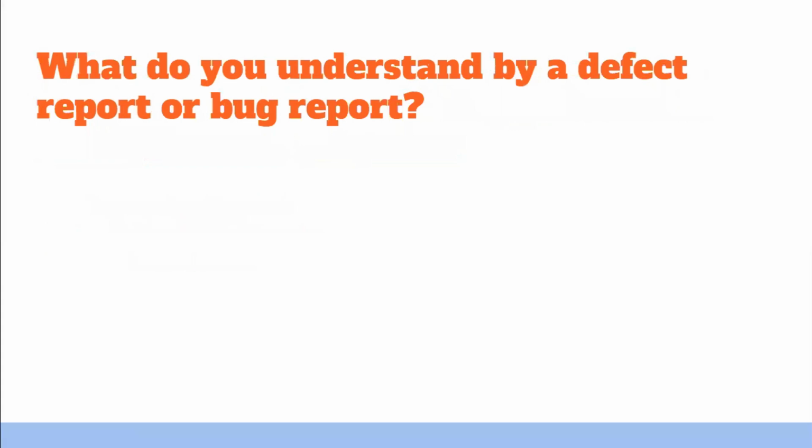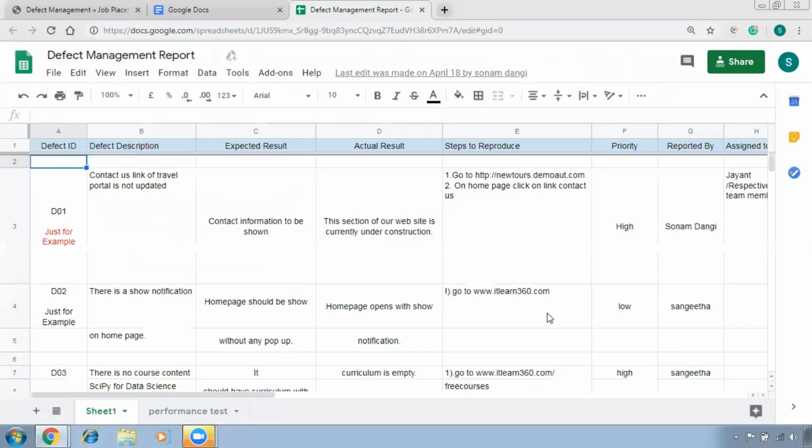Now the next question is, what do you understand by a defect report or a bug report? A defect report or bug report is, in simple terms, an Excel sheet on which you report your bug. Whenever you catch a bug, you need to fill in its details here. You give a defect ID and keep track of how many defects are discovered and how it's going, the defect description, the expected result, the actual result, the steps to reproduce, the priority, reported by, and assigned to. Such things are added in your defect report.